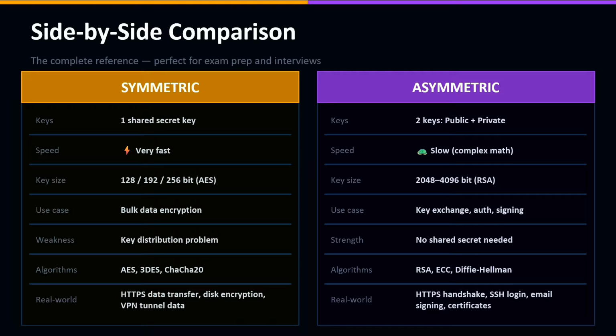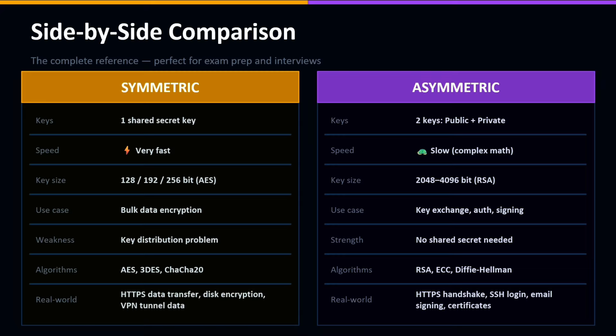And now the key takeaway for this is that symmetric uses one key and it's fast. It's great for data. Asymmetric uses two keys and is slower. Great for key exchange and authentication. HTTPS, as we're going to learn soon, uses both. Asymmetric to negotiate a session key, and symmetric to encrypt the actual traffic.